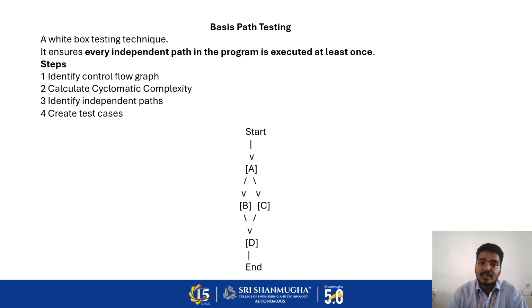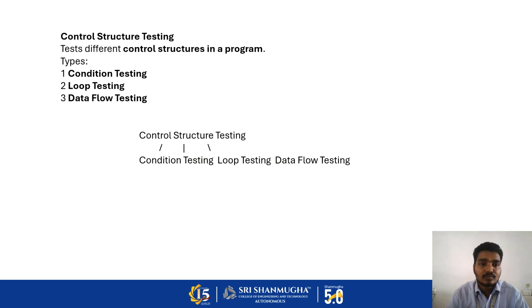First we start. We give A. A represents the B and C values, and B and C represent the D values. D is the end value. That is called the flow graph. It is also called a flow chart.